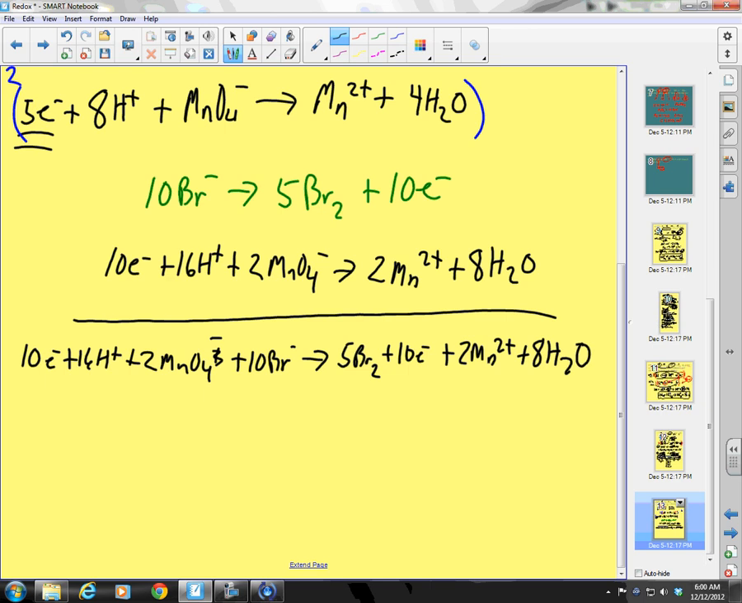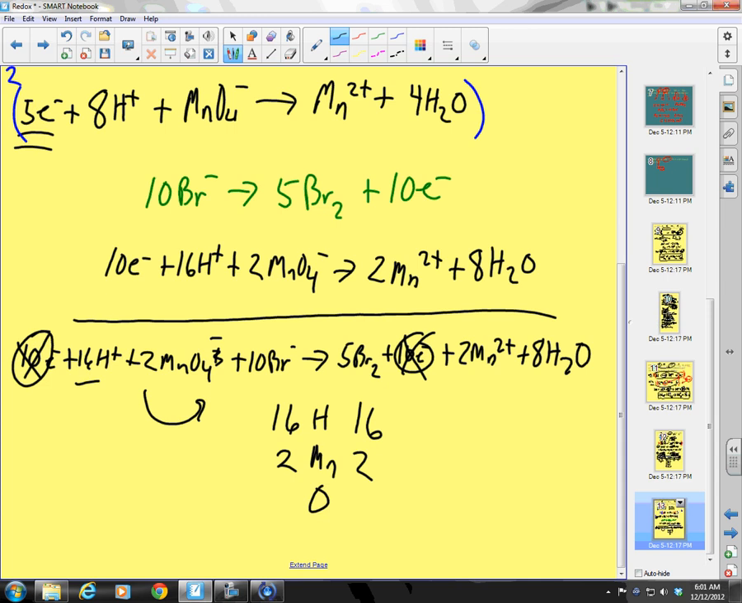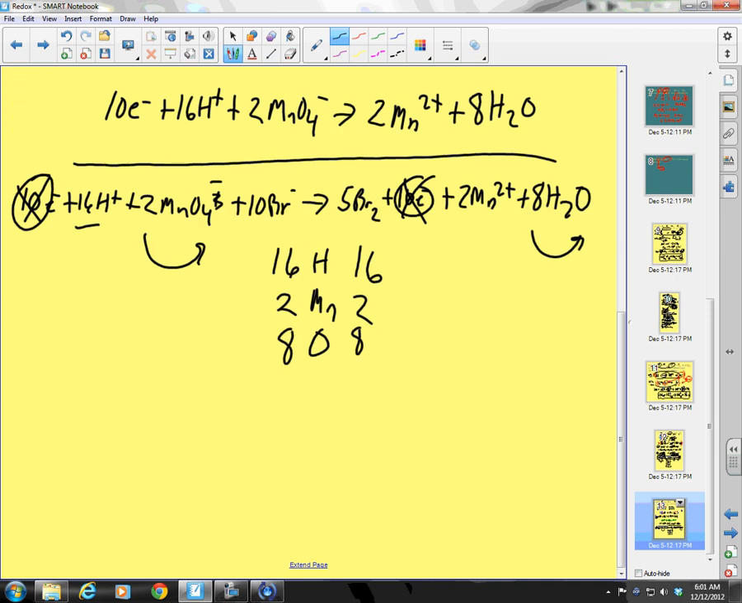Good. Now let's simplify. 10 electrons here, 10 electrons here. Yoink. I have 16 H plus. This is the only place I have H plus. Hey, I think we're simplified. There's no waters on the left side. There's waters on the right side. Okay, so what do we need to do? Check. H. How many H's on the left? 16. How many H's on the right? 8 times 2, 16. How many Mn's on the left? Well, I have 2. Mn2, good. How many oxygens? 2 times 4 is 8. How many over here? 8 times 1 is 8. Cool, everything's working out. Can you believe this?